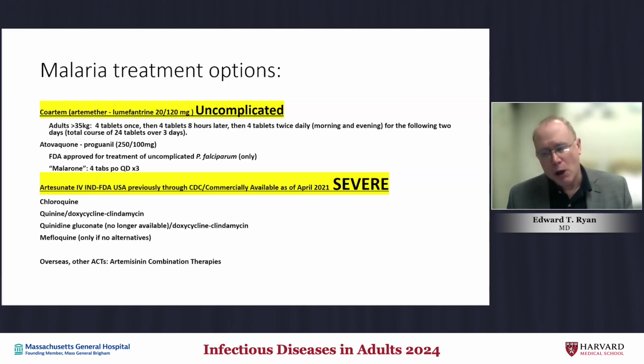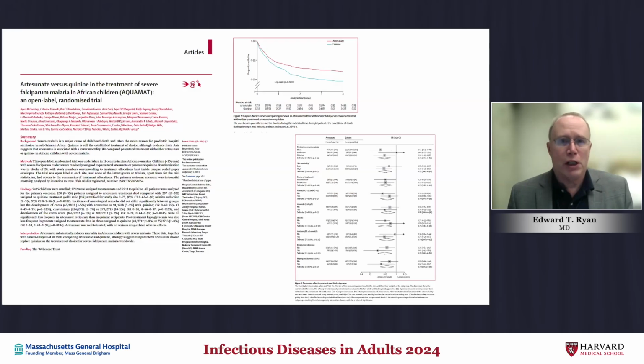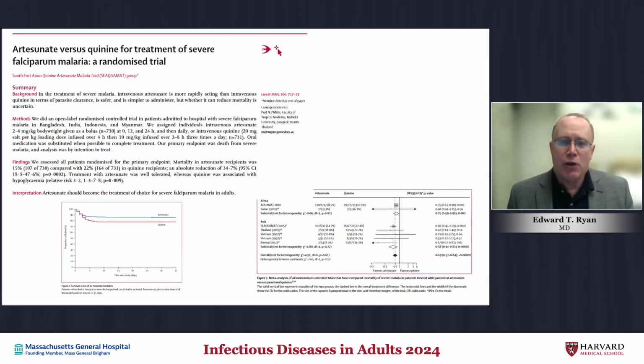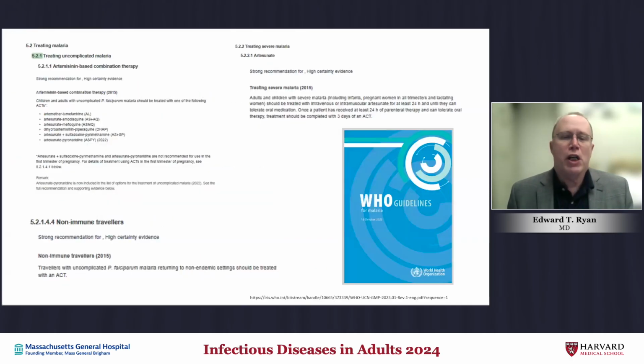ACT or artemisinin. All right, and if you notice, here's a big study that showed mortality difference with artemisinin-based therapy. Right, so you save lives by giving artemisinin. This is out of Africa, and here you see the same mortality difference in Asia. So there's really no reason to use inferior agents. Get these agents on your formulary.